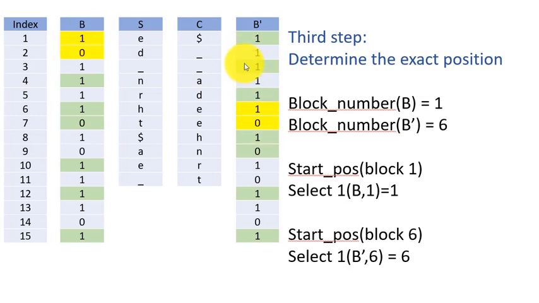And then in order to know the starting position of block 6, we need to know the 6th one in B prime. So how many ones are in B prime up to the 6th block? 1, 2, 3, 4, 5, 6. So it should be 6 here. And this should be 1 here. How many ones are before and include block 1? It should be only 1 here.